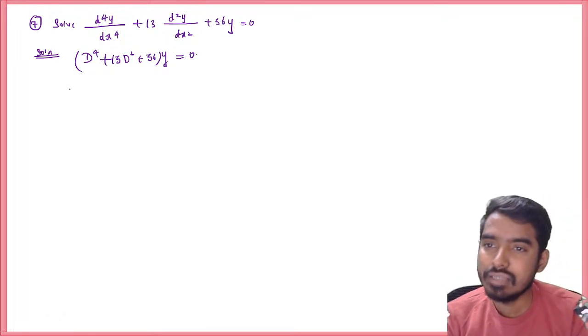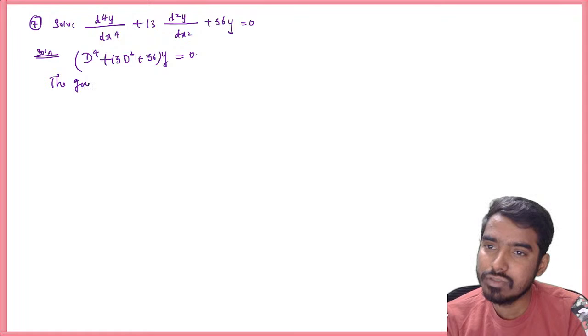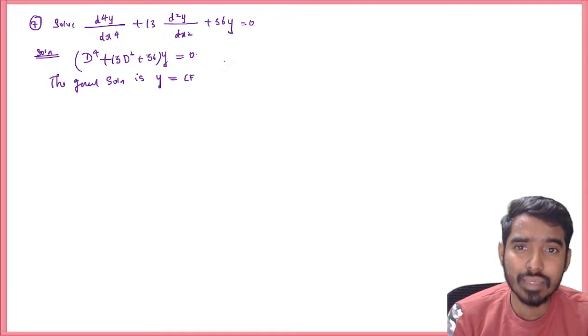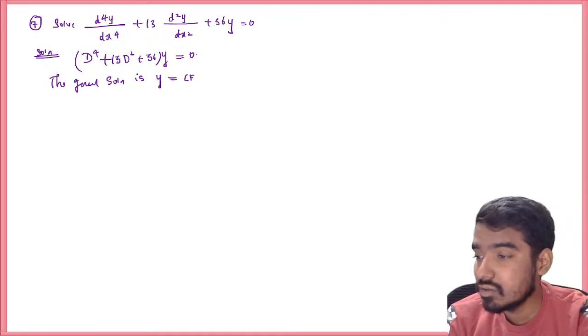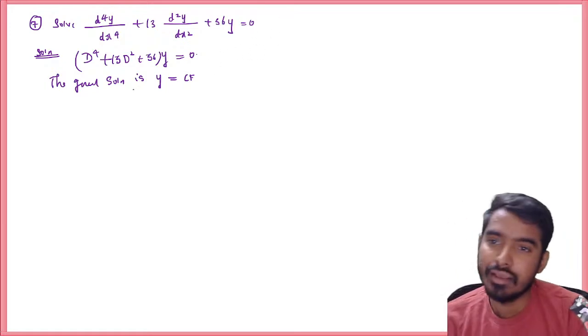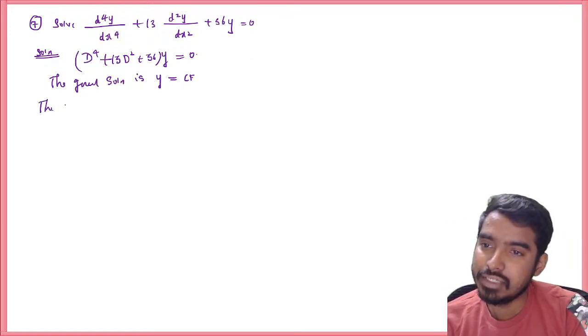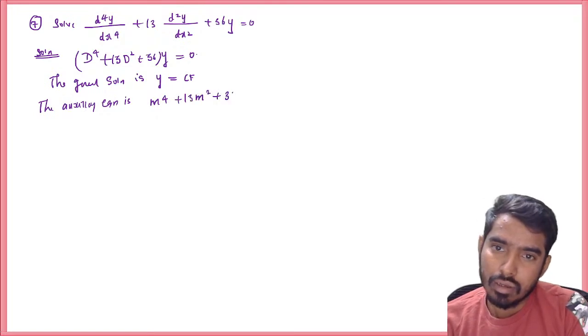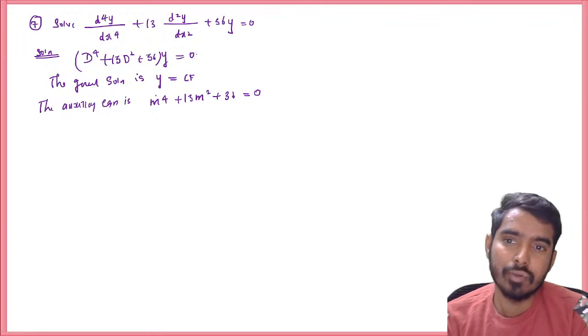Right? Now we'll solve this equation. Now what is the general solution? The general solution is given by y is equal to CF alone. We don't need to add PI because the RHS is 0, right? Is it clear? Or is there any doubt? Okay. What is the auxiliary equation? The auxiliary equation is given by m power 4 plus 13 m square plus 36 is equal to 0, right?